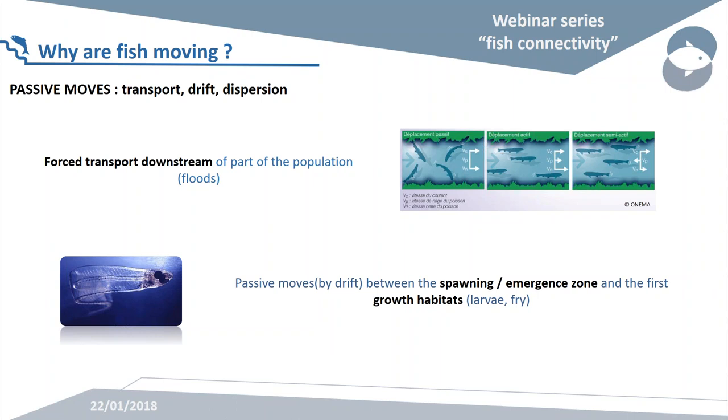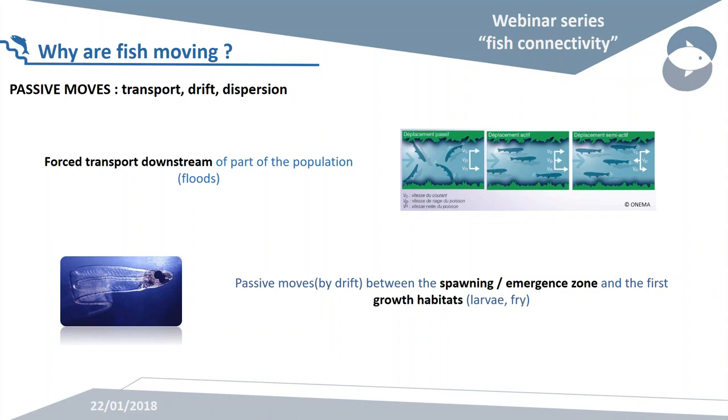And all these passive moves are really important for the population dynamics. We will talk later about gene flow, but, for example, forced transport during floods generates gene flow inside a population. So this is a really important move.